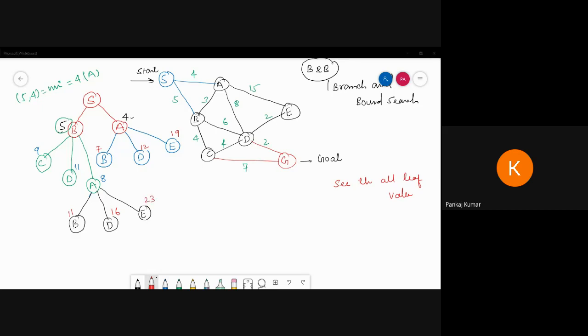Up to this point, is it clear? Up to this point, is it clear? Does anyone have a doubt?